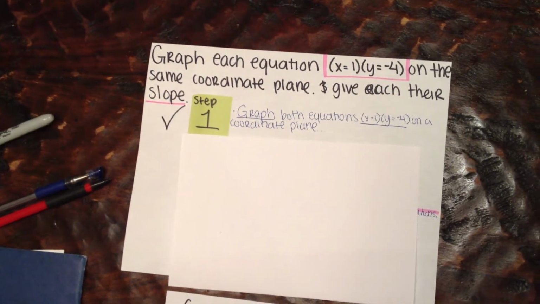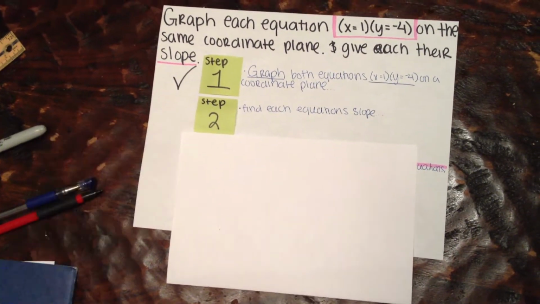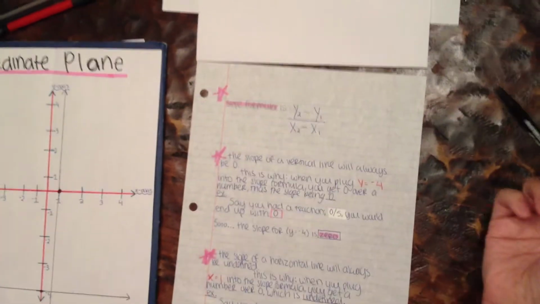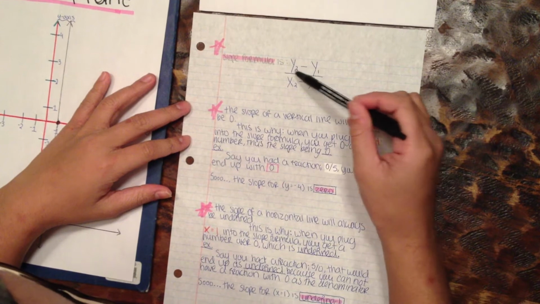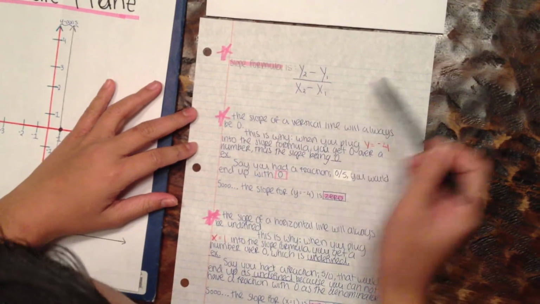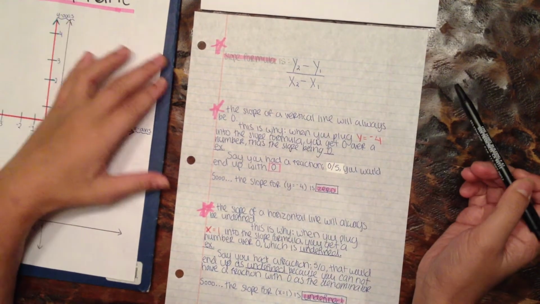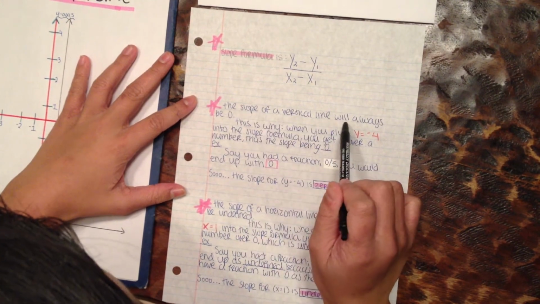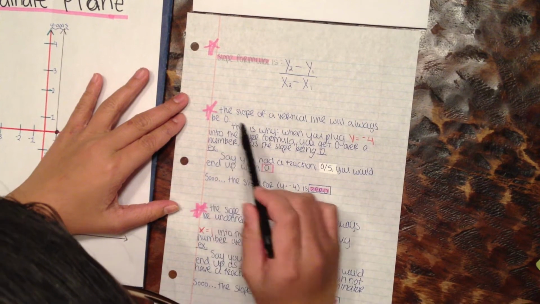Okay, now on to step 2. Find each equation's slope. Now this is generally easy. The first thing you want to know when you're dealing with slopes is the slope formula, and that is y2 minus y1 over x2 minus x1. That's just the general slope formula. Next, the slope of a horizontal line will always be 0. This is why.